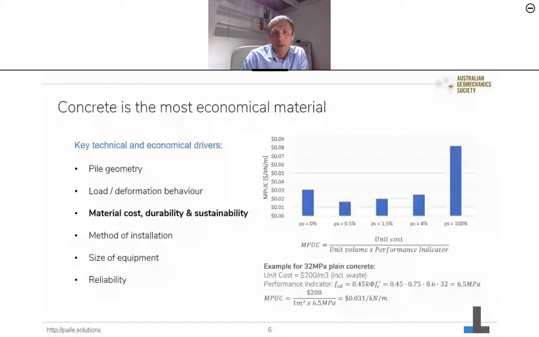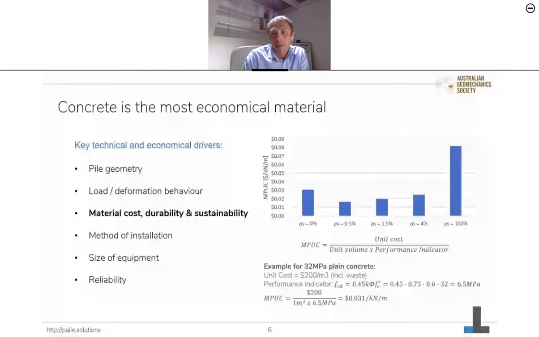Another key driver to consider when selecting a pile method is the choice of material. Some materials are cheaper than others, some are stronger, and some are more durable than others in particular ground conditions. So let's compare three most common materials. That is plain concrete, which on the graph is denoted with 0%, because the percentage denotes the steel ratio. Reinforced concrete with different rates of reinforcement, and bare steel, which is the 100% steel rate.